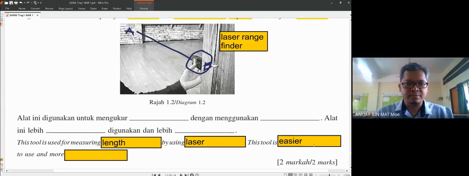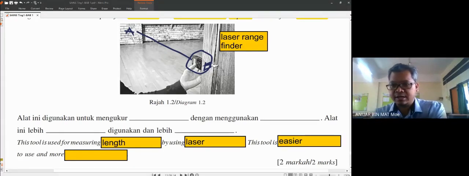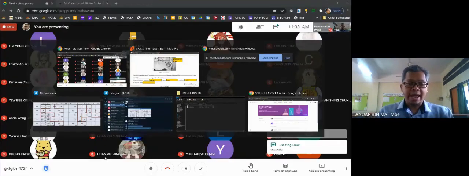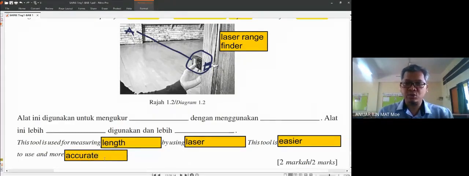Easier and more, anybody? Accurate, Kaini, yes. Ying Ying, Poyan, and all the others have the same answer. Okay, good. More accurate. Accurate means what? The distance is more accurate, maybe up to the millimeter, maybe a fraction of a millimeter. So they're using a laser range finder.